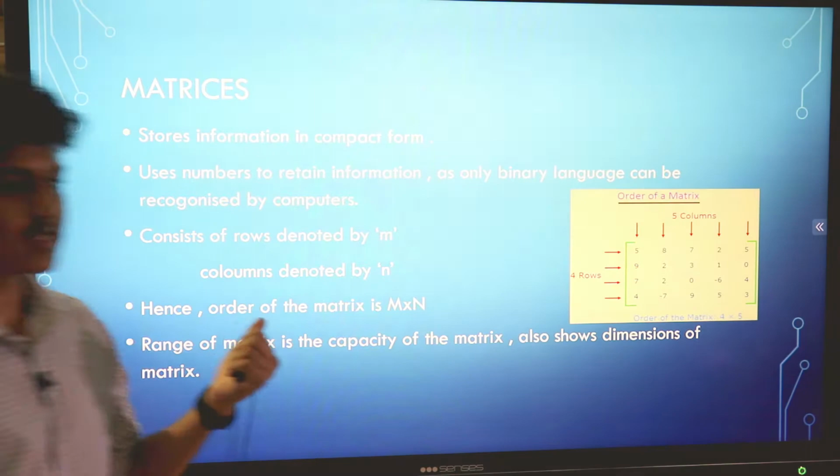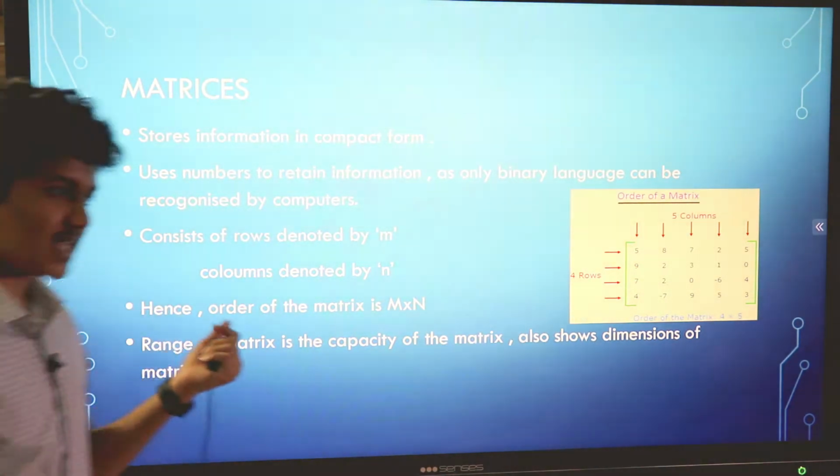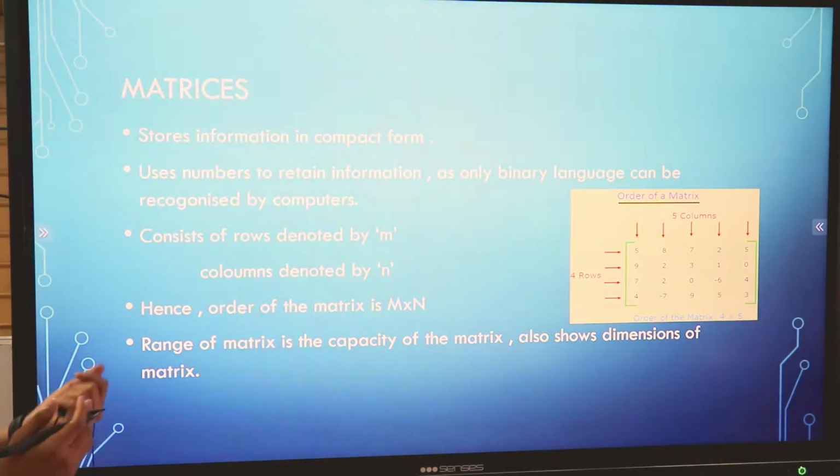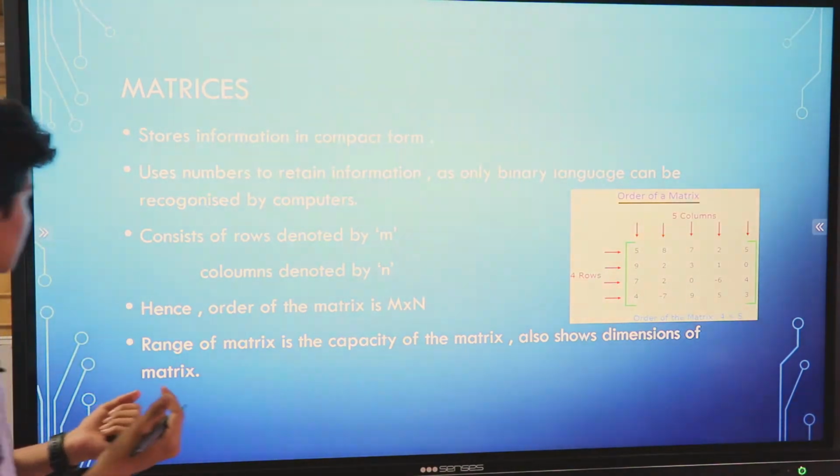Matrices. Now coming to matrices. Determinants are a very small part of matrices. Matrices are the whole thing. Matrices, as we saw earlier, store information. They use numbers, as computers understand only binary language.